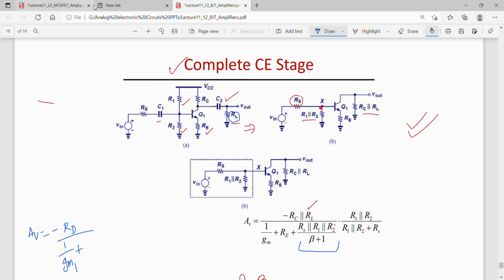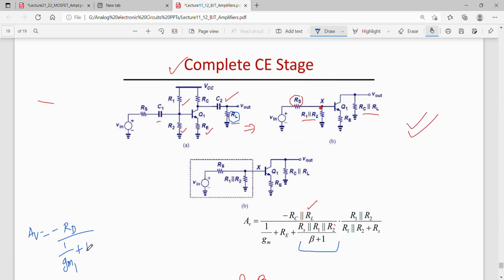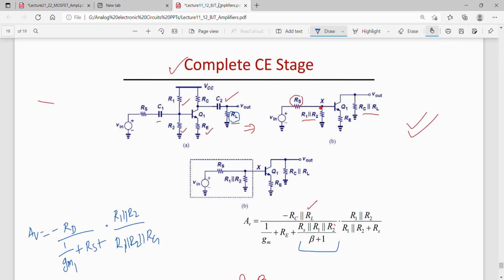So RE is there RS, right? So in a MOSFET based circuit it is RS instead of RE. So I write RS plus this term is 0, okay, multiplied by R1 parallel to R2. We have R1 and R2 as a voltage divider, divided by R1 parallel to R2 parallel to RS. So instead of RS we have RG, right? So we had RG here, okay.